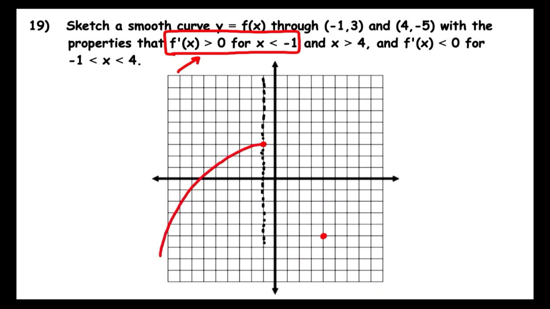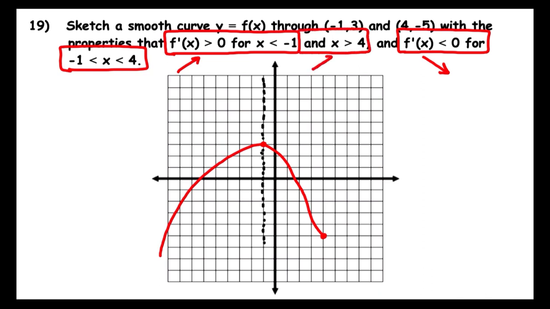Okay. And then it goes on to say that the first derivative is negative. In other words, the original graph falls if I'm between -1 and 4. So it's going to fall the rest of the way. Oh, but you know it's going to rise again. I didn't see this the first time. The derivative is also positive once you cross this next dotted line here at x equals 4. You're going to rise again.